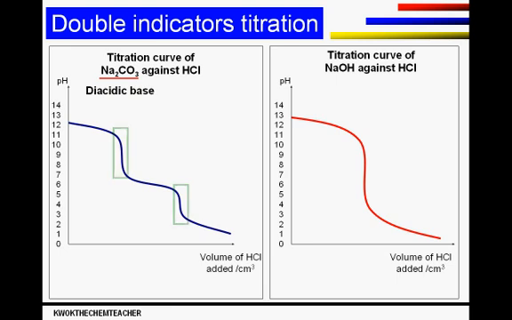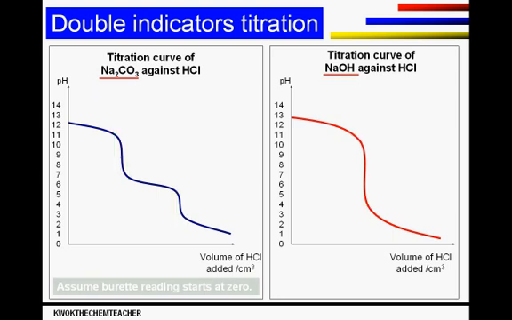Sodium carbonate is a diacidic base. It has 2 verticals seen on the curve, hence it has 2 equivalence points. Sodium hydroxide is a monoacidic base. It has 1 vertical seen on the curve, hence it has 1 equivalence point.